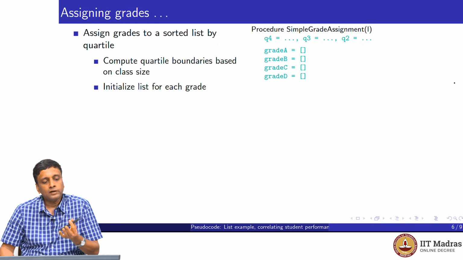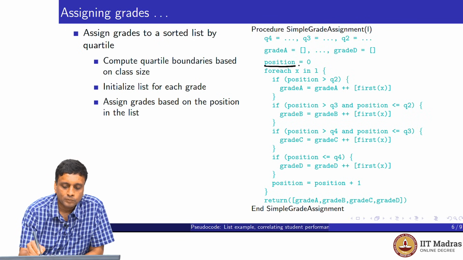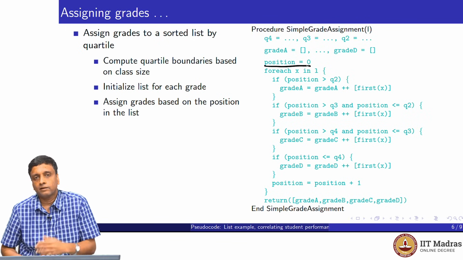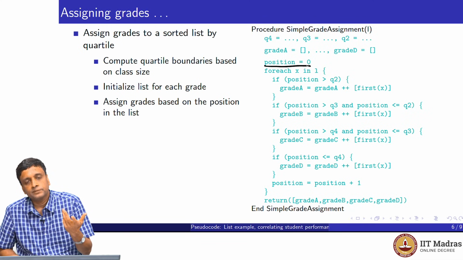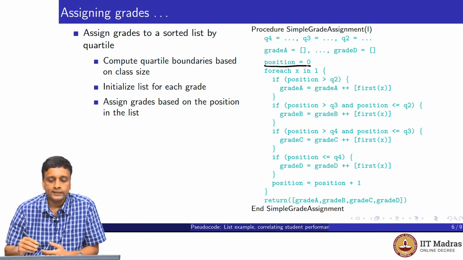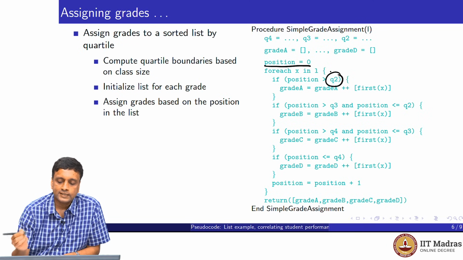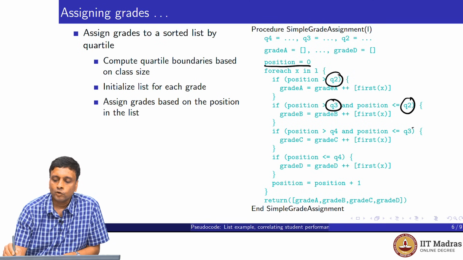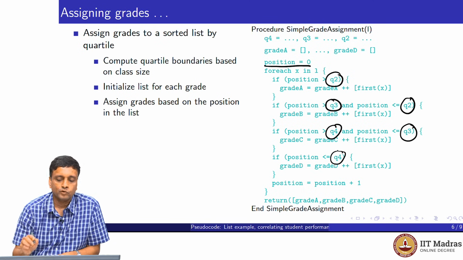Now I will go through the list and I will keep track of the position, right? So I start with the 0th position. It's conventional in computing to start with the 0th position. And I will check whether the current position that I'm looking at is in the first quartile, that is bigger than Q2. It's in the second quartile if it is less than or equal to Q2 and bigger than Q3. Third quartile is less than or equal to Q3 and bigger than Q4, or it's in the fourth quartile if it is less than or equal to Q4, right?